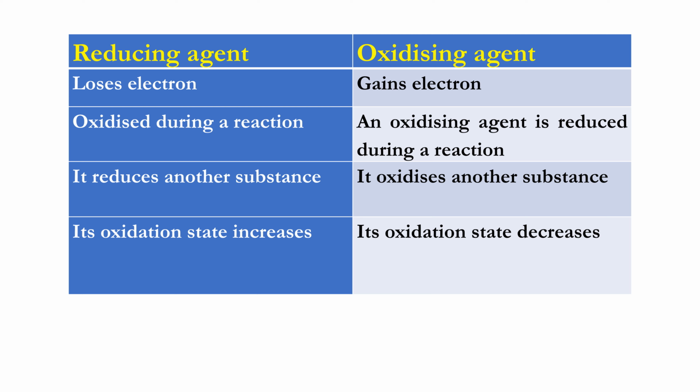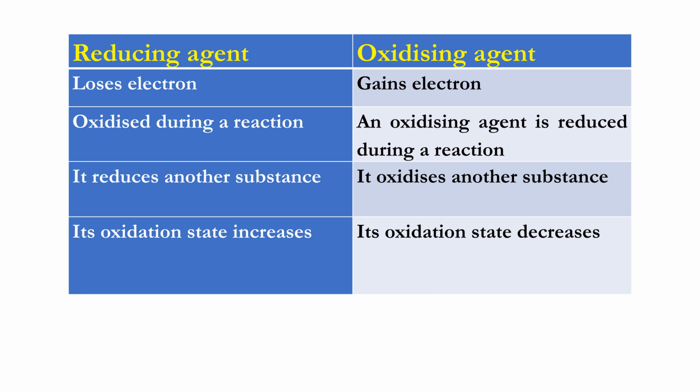A reducing agent reduces another substance because it is oxidized during a chemical reaction. The oxidation state of a reducing agent increases during a chemical reaction, and the reason is because when electrons are lost, oxidation state increases. And remember that a reducing agent loses electrons, so its oxidation state increases. A reducing agent reduces another substance because it is itself oxidized during a chemical reaction.